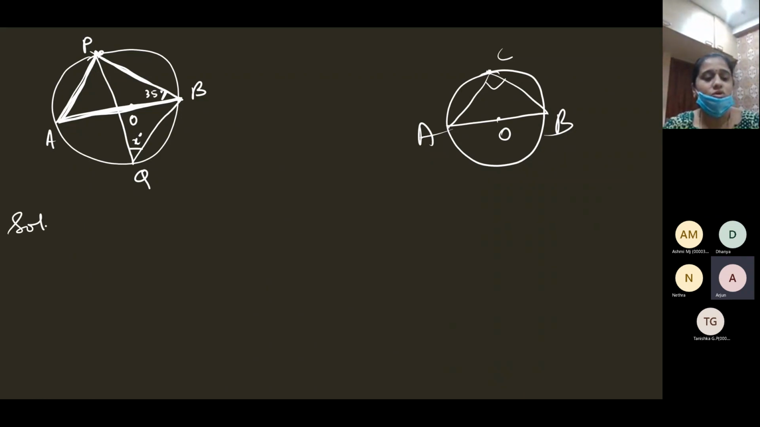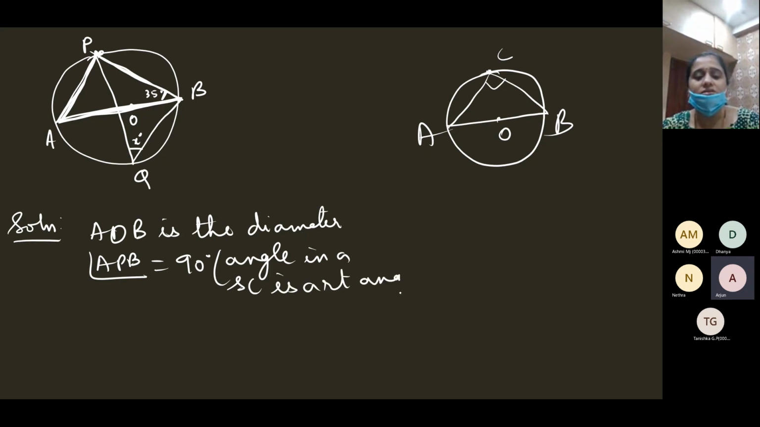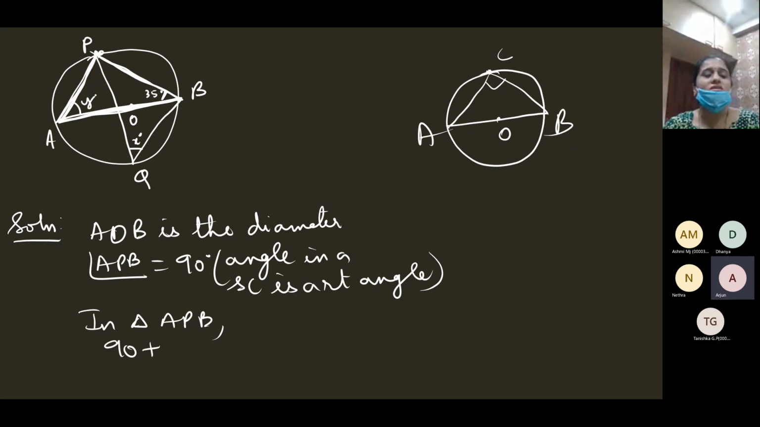Okay, so solution. AB, or you can say AOB, is the diameter. Angle APB is equal to 90 degrees. Angle in a semicircle is a right angle. Now use angle sum property in triangle APB, children. In triangle APB, tell me: 90 plus 35 plus x is equal to 180 degrees. We'll just call this y, all right?